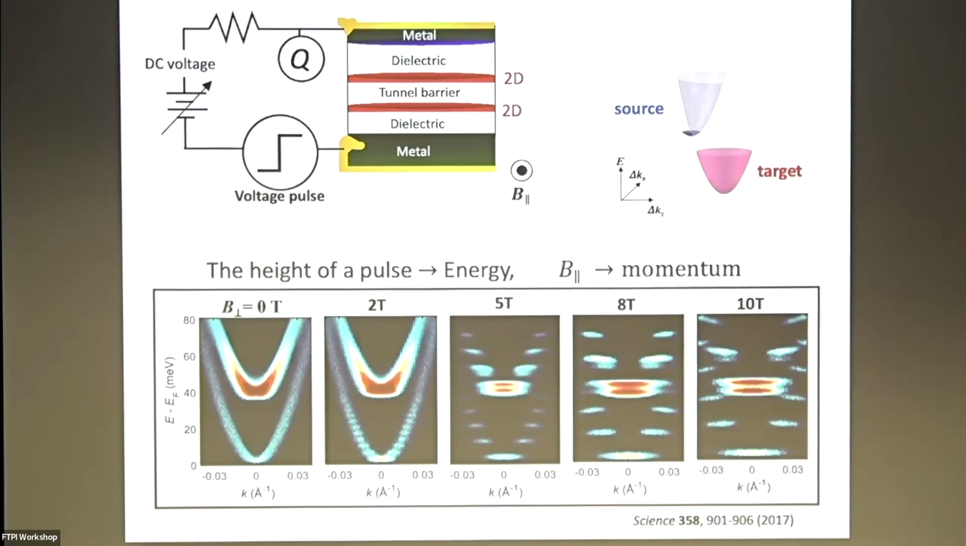Liang? One question. You're applying a voltage pulse, so everything can be measured in time domain. So I wonder if this is related to some kind of sum rule. Can one think about some kind of sum rule? Usually people measure tunneling in frequency domain, right?